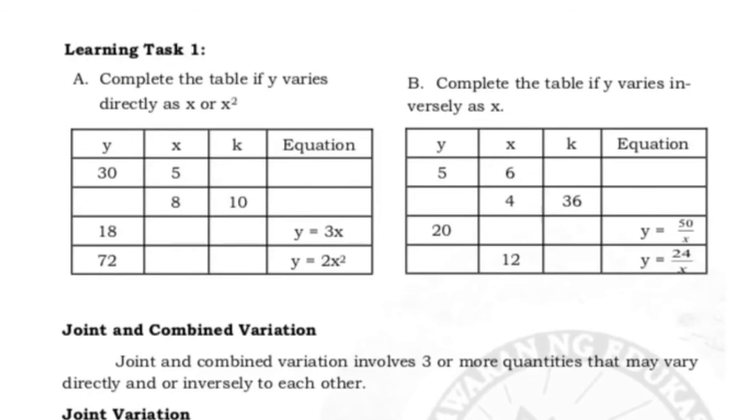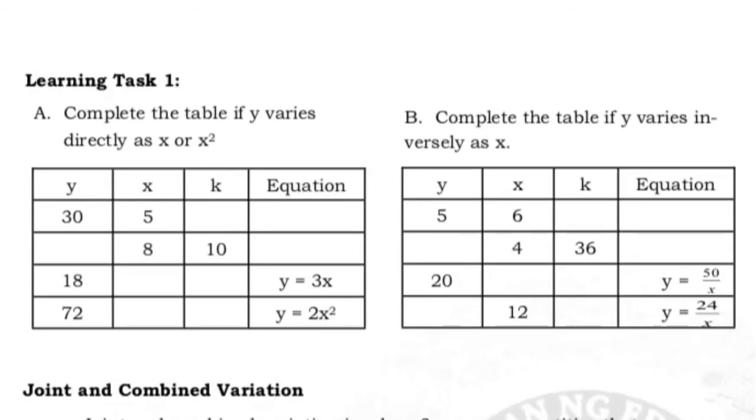So let's have learning task number 1. A, complete the table if y varies directly as x or x squared. So let's have the first one as an example. y is equal to 30 if x is equal to 5. So we're going to find the constant of variation.